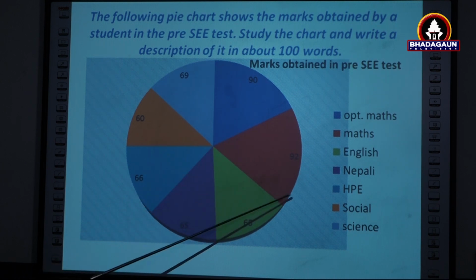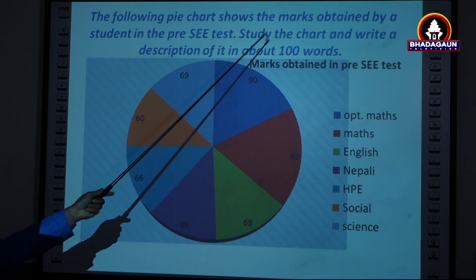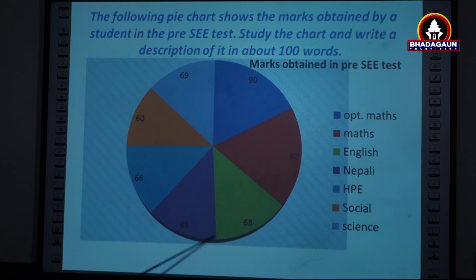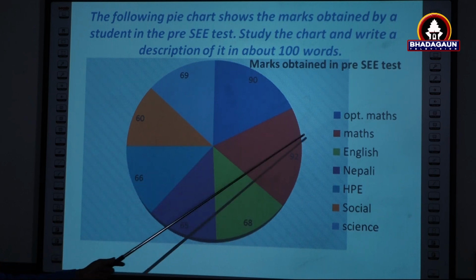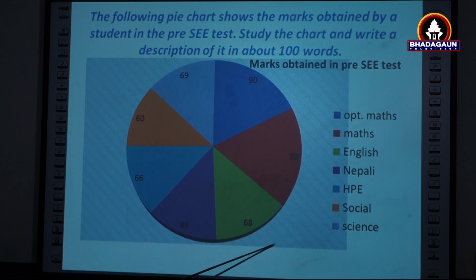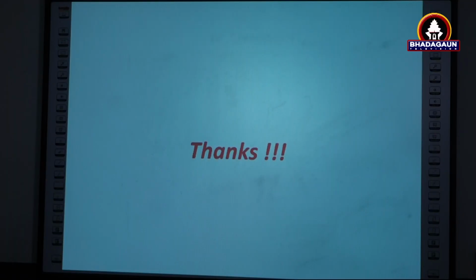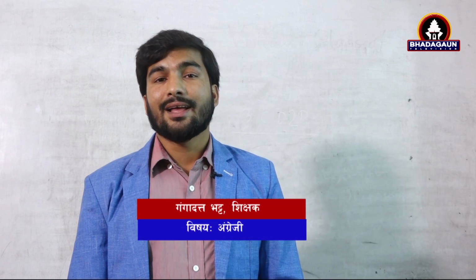This will be first, and how much marks that student got, you write each and every mark respective to their subjects, and finally make a short conclusion. That would be your homework.